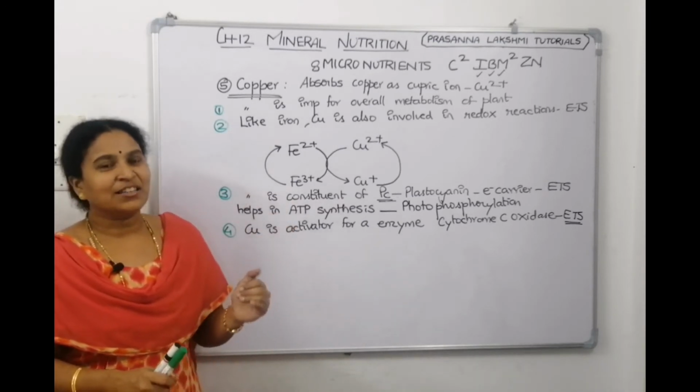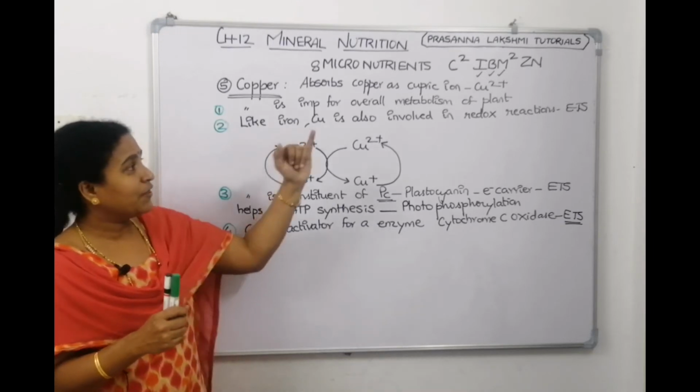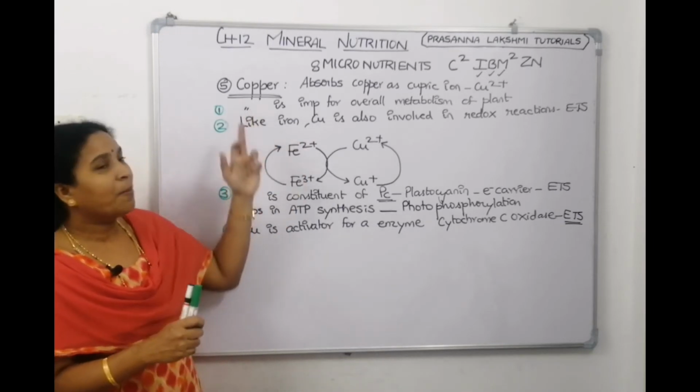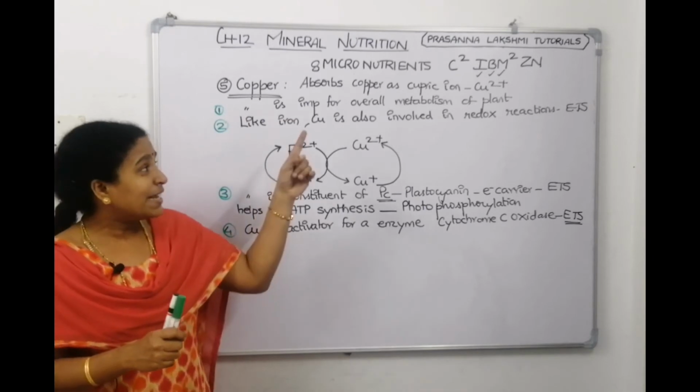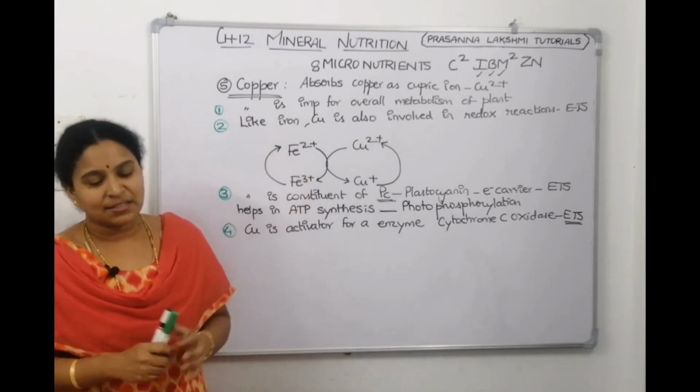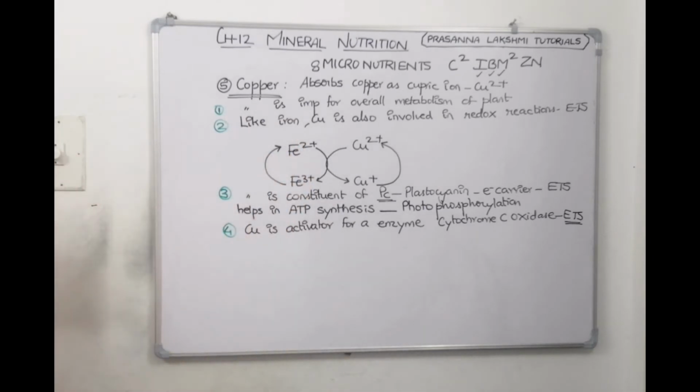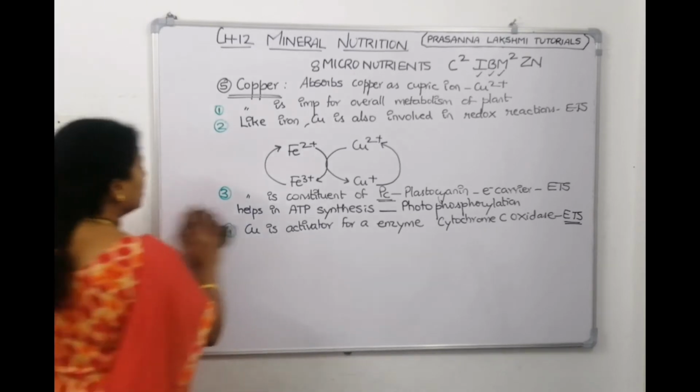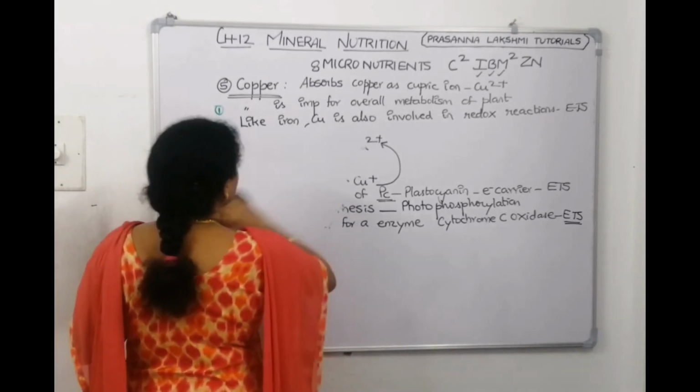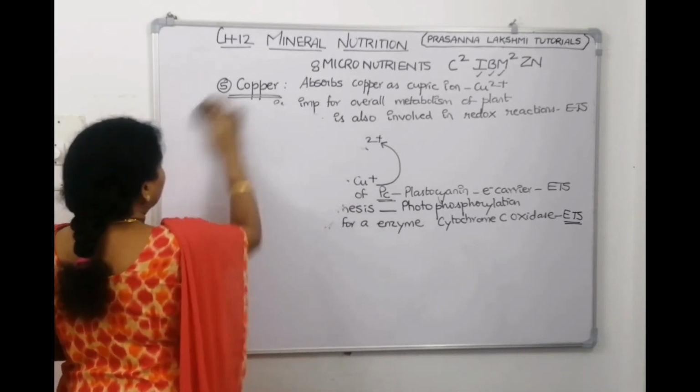Take a screenshot. We finished. What did we finish? We finished copper. Then we need to talk about the next C, which is chlorine. Take a screenshot. We will continue. Right, children? So now 5 got over. 6, 7, 8. 3 more elements are there.